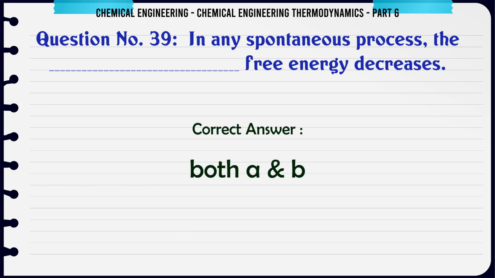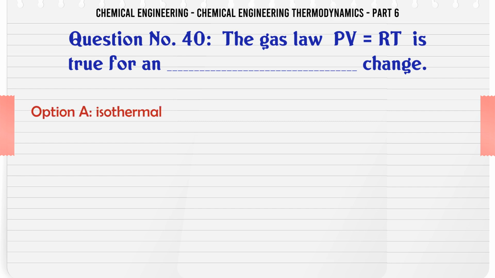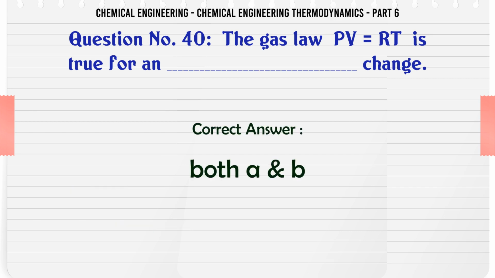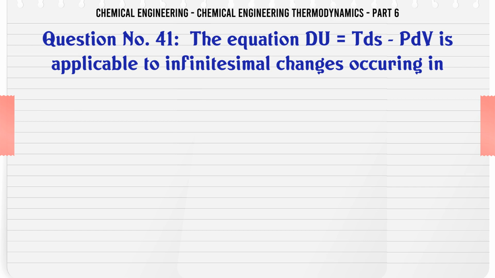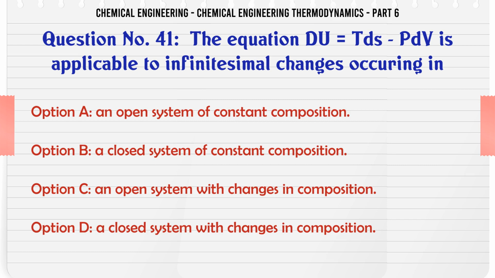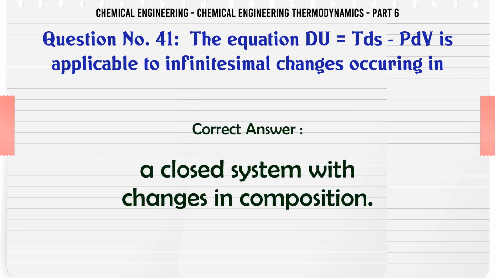The gas law PV = RT is true for change. A. isothermal. B. adiabatic. C. both A and B. D. neither A nor B. The correct answer is both A and B. The equation TdS = dE + PdV is applicable to infinitesimal changes occurring in A. an open system of constant composition. B. a closed system of constant composition. C. an open system with changes in composition. D. a closed system with changes in composition. The correct answer is a closed system with changes in composition.